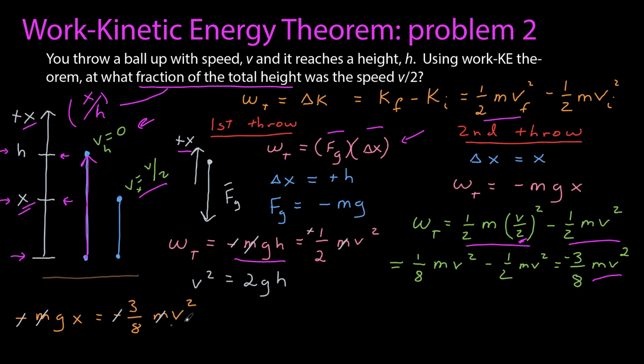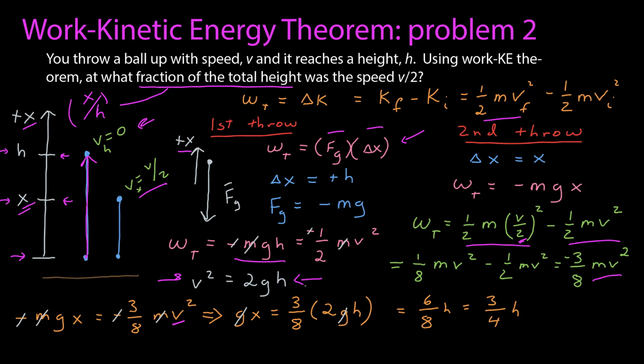And now, look at this. Right here is this v squared, and I have a relationship for v squared from before, so I can substitute in 2gh for that. g times x is 3/8 2gh. I can divide out the g's, and then multiply the 2 and 3, and I get x is equal to 6/8 h, simplify the fraction, or 3/4 h. Now that I have a relationship this simple, it's really easy to find x over h. I just divide both sides by h, and I have now the final answer. The fractional height, or x divided by h, is equal to 3/4.